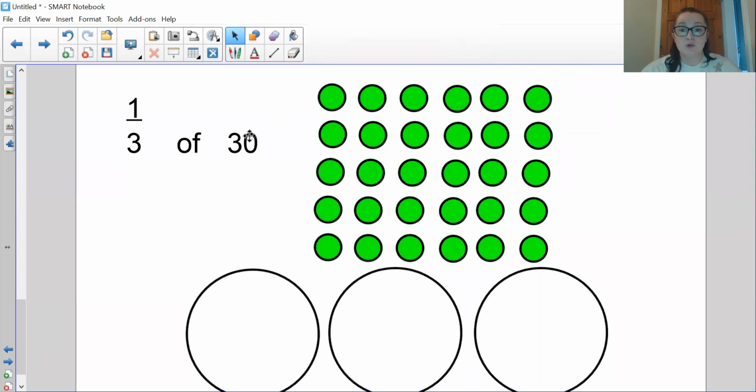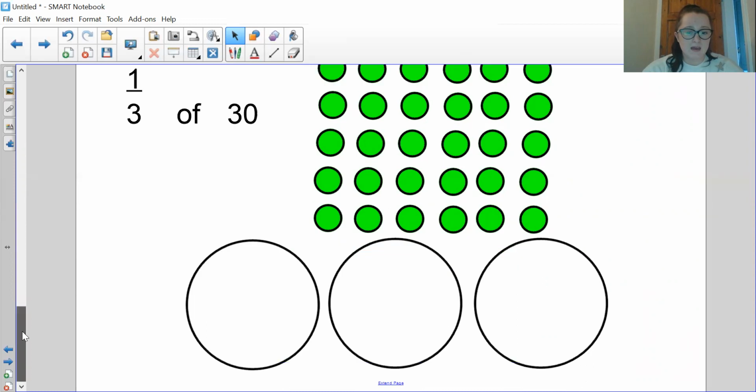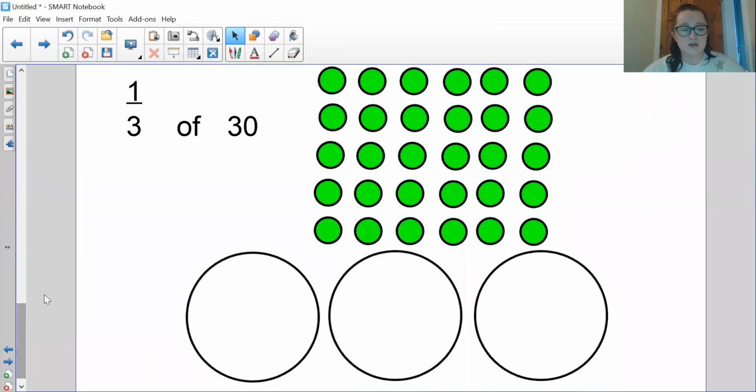Right, so we're going to be looking at 1/3 now. So we've got how many counters? Oh, it looks like we've got 30 this time. And we're going to split them into groups of 3. Okay, so we've got my 3 big circles at the bottom, and I'm going to be splitting my 30 counters into groups of 3.